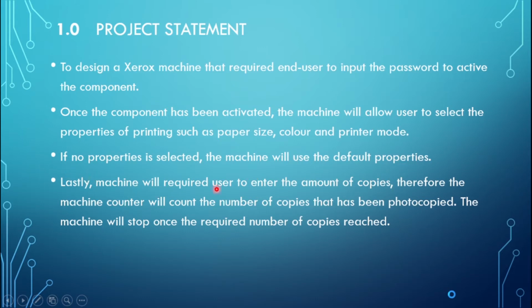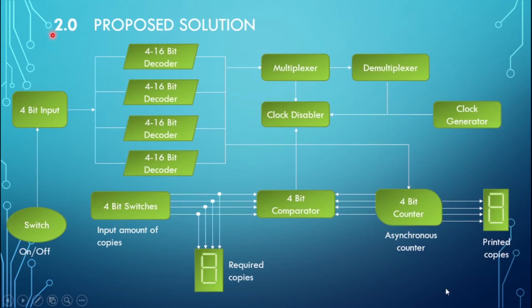Lastly, the machine will require the user to enter the amount of copies. Therefore, the machine will count the number of copies that have been made, and it will stop once the required number of copies has been reached. So basically, this is our project objective. And this is our proposed solution to the system.